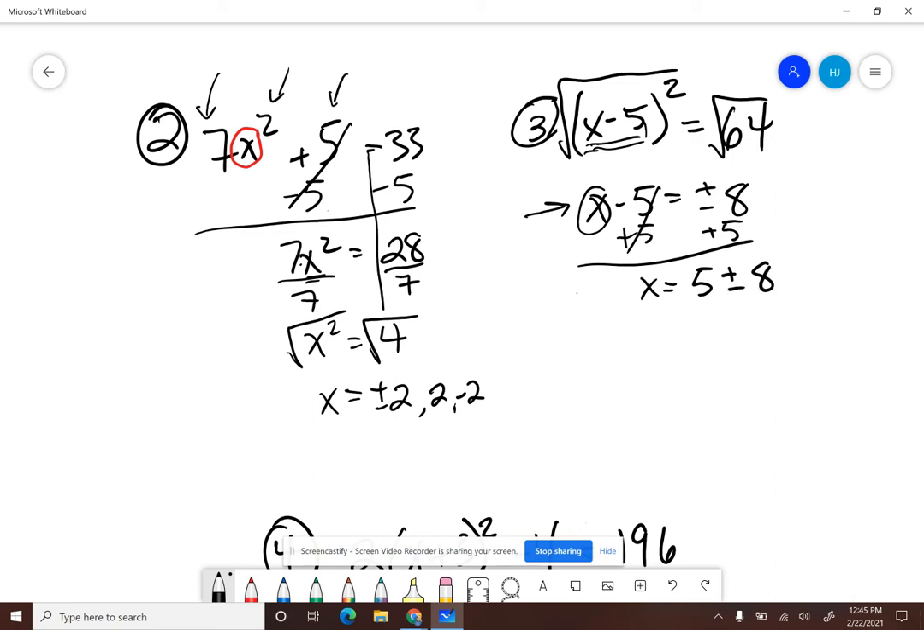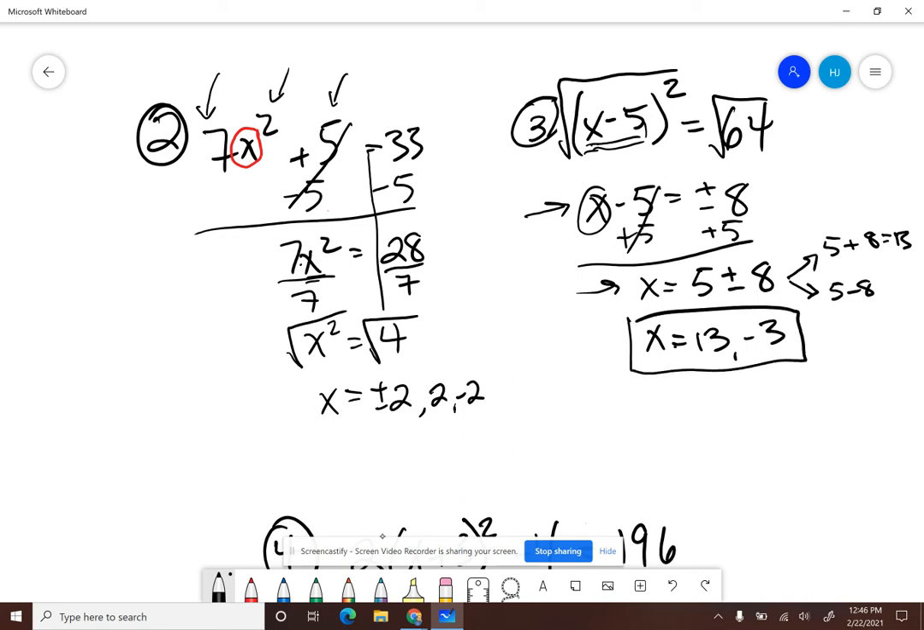And again, you may be tempted to say, well, I'm done. That's my answer. But there are still mathematical operations that can be done. For example, this is the same as saying 5 plus 8 and 5 minus 8, okay? So we could do those two calculations. So 5 plus 8 equals 13, and 5 minus 8 equals negative 3. So our two answers for this particular problem would be 13 and negative 3.